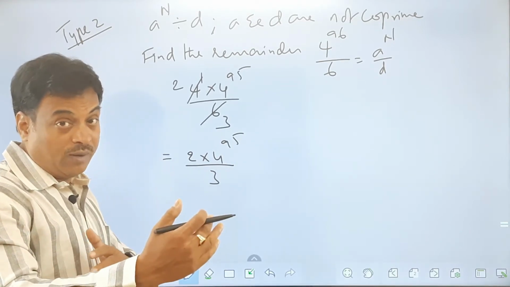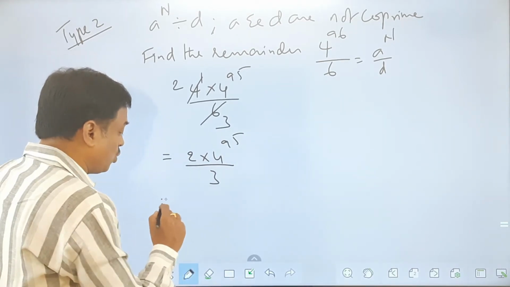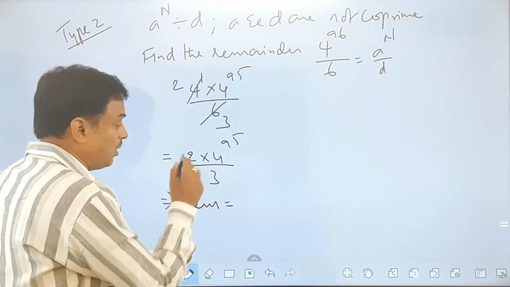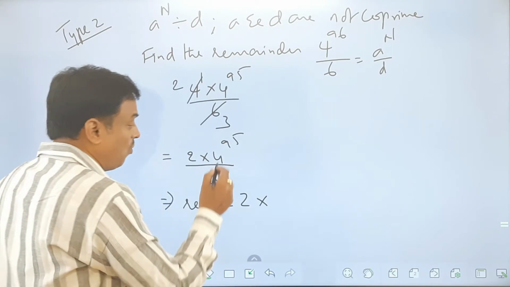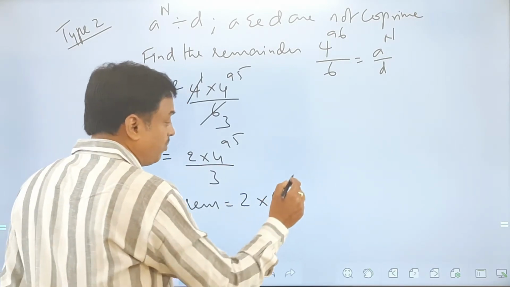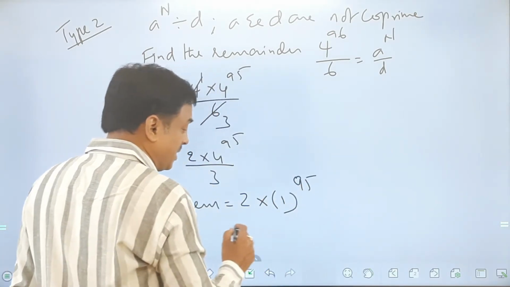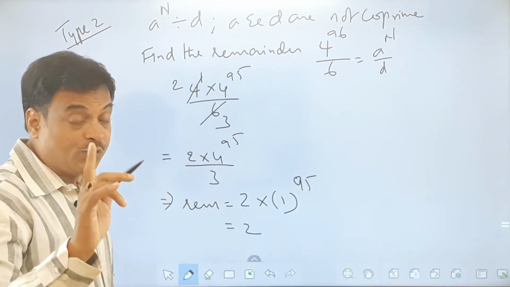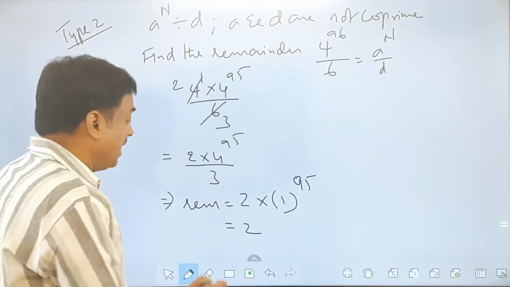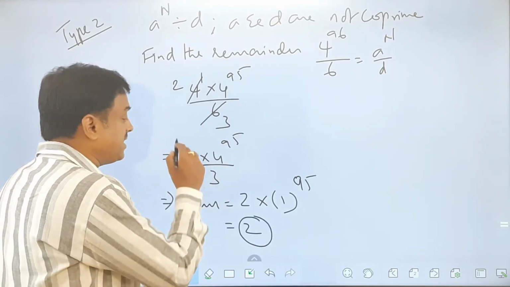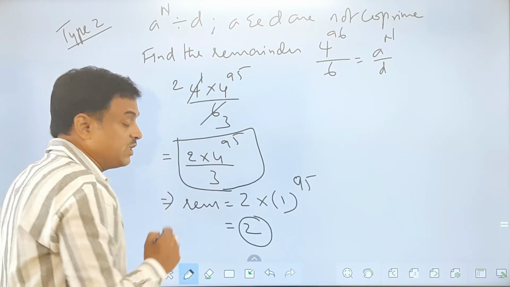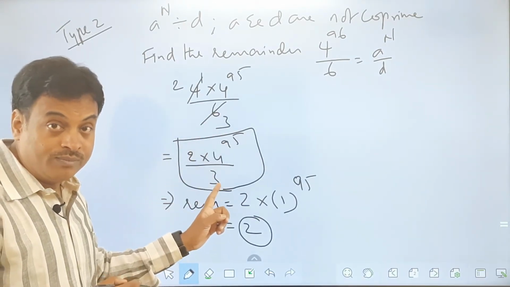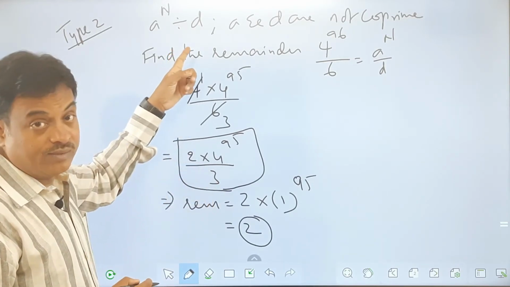Now I'll go by my regular method, type 1 method. Since they are all co-primes, 2 divided by 3, I am talking about remainder right now. So 2 divided by 3, remainder is 2. 4 divided by 3, remainder is 1 to the power of 95 here. So this will be ultimately 2. Now please observe, please understand, this step is very, very crucial and very important. The remainder which I got right now is a remainder for 2 into 4 to the power of 95 upon 3. It is not the remainder for the actual question.